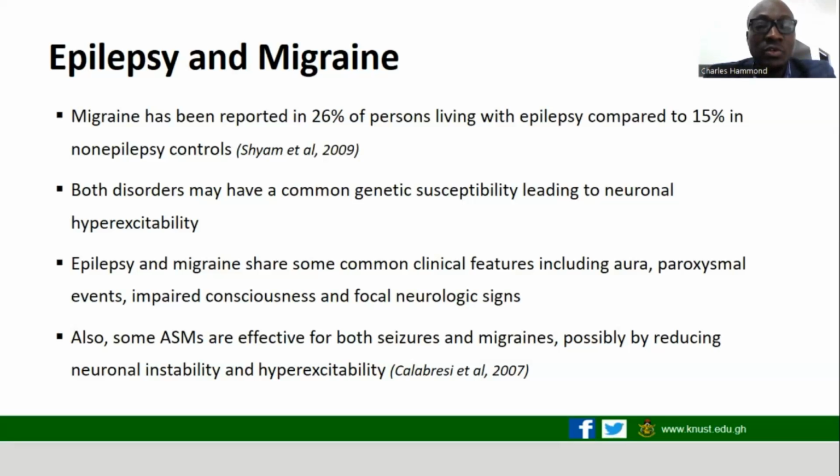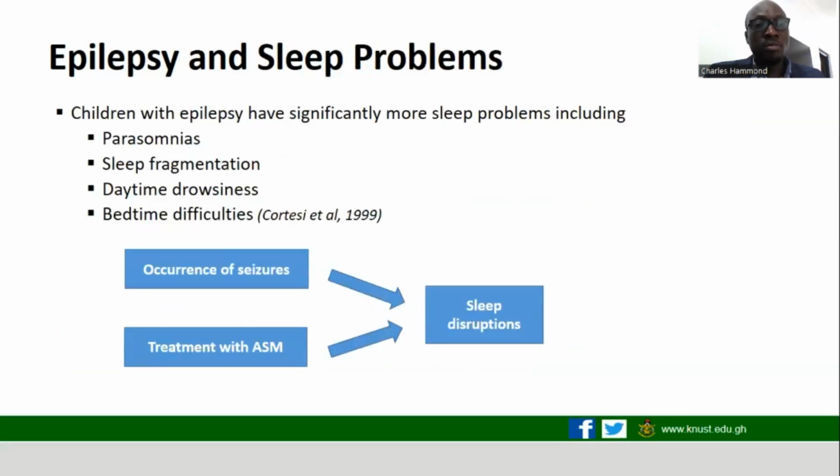Also, some medications used for the treatment of seizures are also effective in the management of migraines, possibly by reducing the neuronal instability or hyperexcitability. Another major comorbidity in epilepsy is sleep problems. In children with epilepsy, there is a significantly high number of parasomnias, sleep fragmentation, daytime drowsiness, and bedtime difficulties. And these may be due to the seizures themselves causing disruptions in sleep, or it may be due to the effect of anti-seizure treatment.